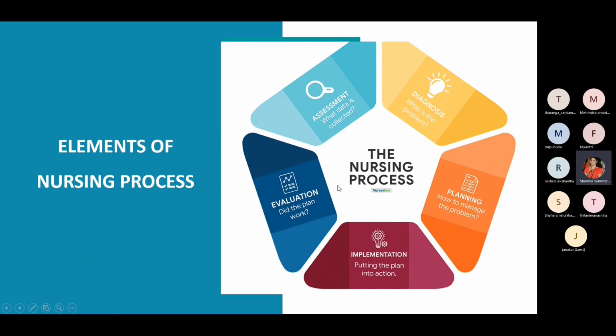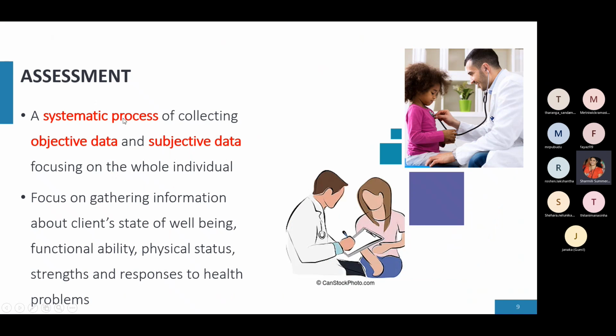So these are the 5 major components which we are putting in a chart form, a structured form, for writing the nursing management. Here the first, assessment, is a systematic process that we all know. Normally, assessment is a kind of systematic process which we use to collect data. In health care, we divide the data or information that we collect from an individual into objective data and subjective data.